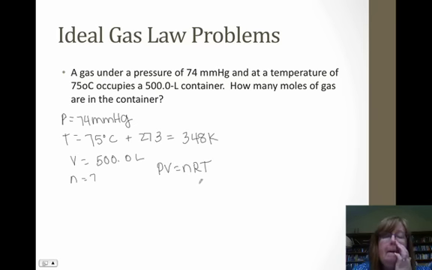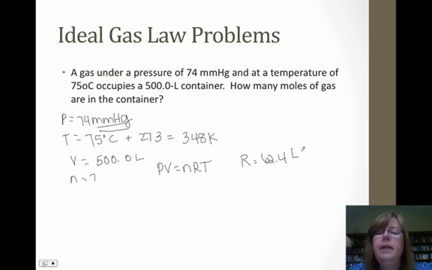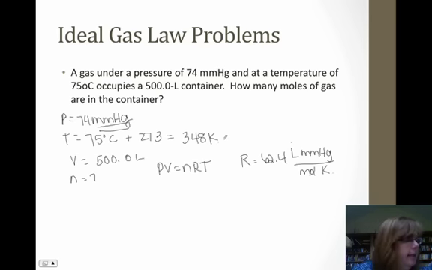Now, what R will we use? Well, let's look at our pressure unit. Our pressure unit is in millimeters of mercury, so the R that we have to use is 62.4 liters millimeters of mercury per mole Kelvin. All right, my volume is in liters, yes. My pressure is millimeters of mercury, yes. I'm solving for moles. My temperature is in Kelvin, yes. Okay, so let's go ahead and plug these numbers in.